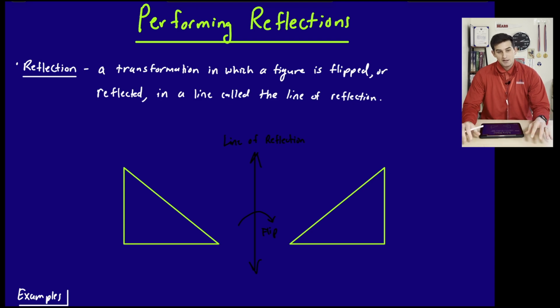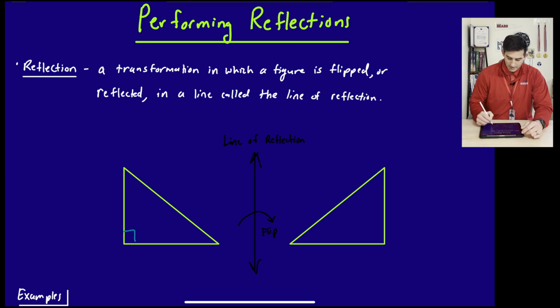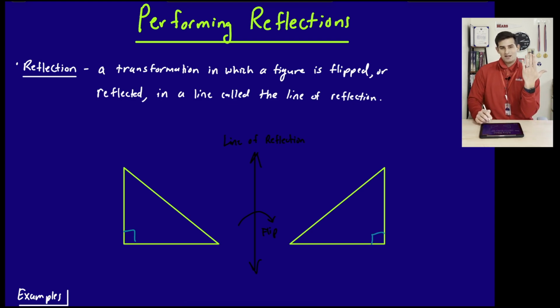The one that we're focusing on today in this video is known as a reflection. A reflection is a transformation in which a figure is flipped or reflected in a line called the line of reflection. So we see this example here. We have two triangles. Notice how, let's say they are right triangles. So we have a right angle in here. Notice how one triangle starts with the right angle on the left side, which I'm going to act like this is my hand, and then we're flipping it over a line of reflection.